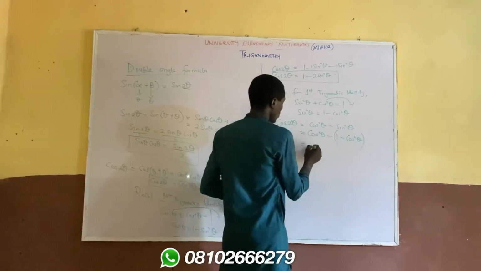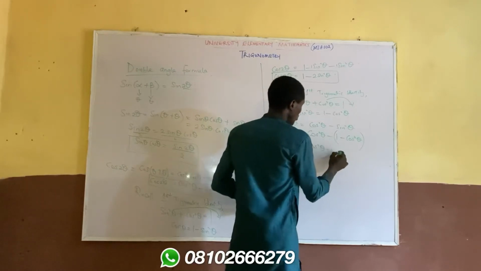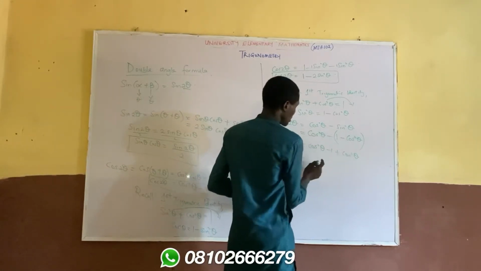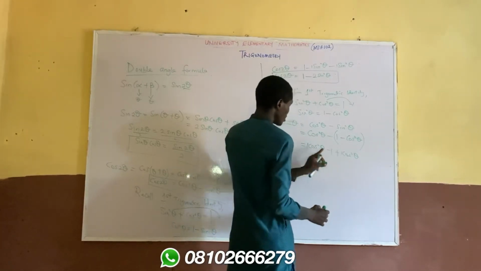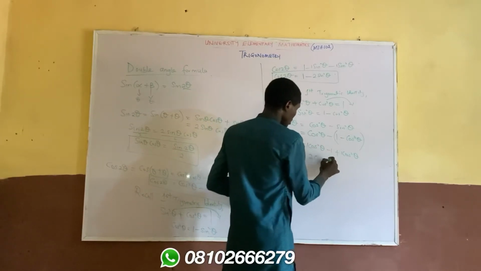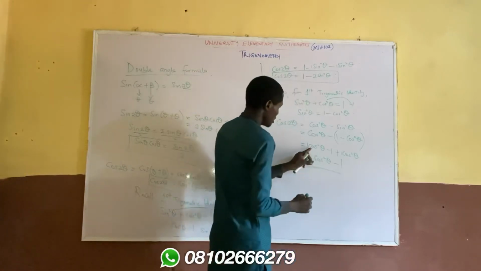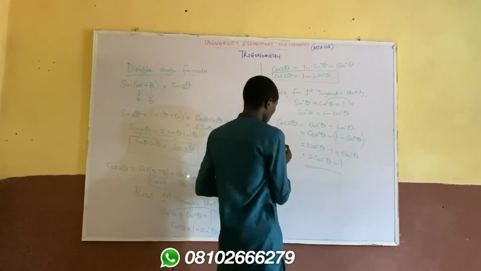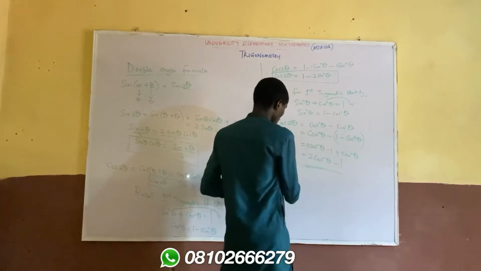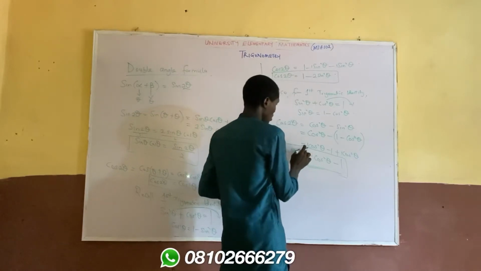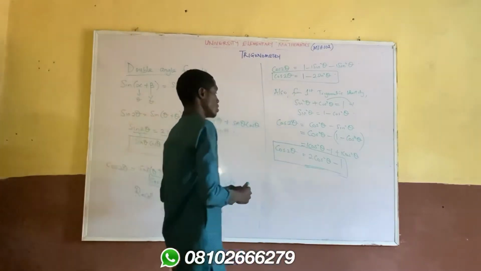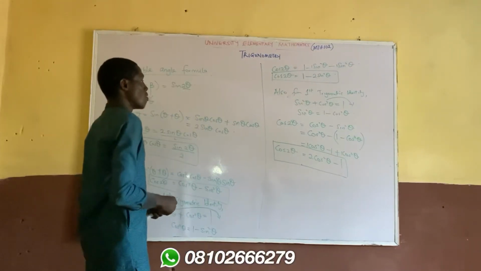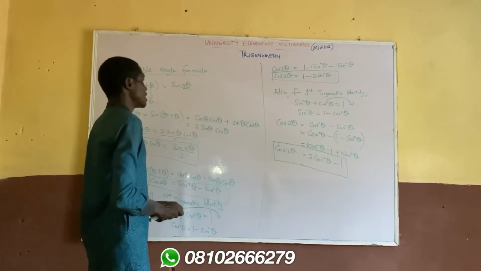So what is our expression? Now we have cos squared theta minus 1 plus cos squared theta. So, cos squared theta plus cos squared theta, 1 cos squared theta plus 1 cos squared theta, gives 2 cos squared theta minus 1. You get that? So this is another formula: cos 2 theta is the same thing as 2 cos squared theta minus 1. This is very important. So these are the three expressions for cos 2 theta.